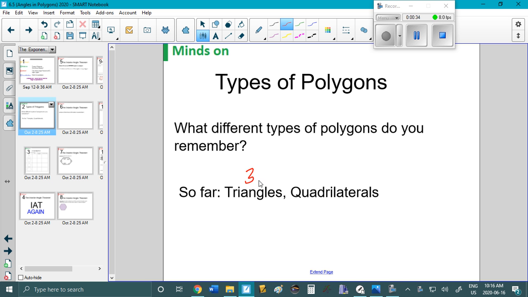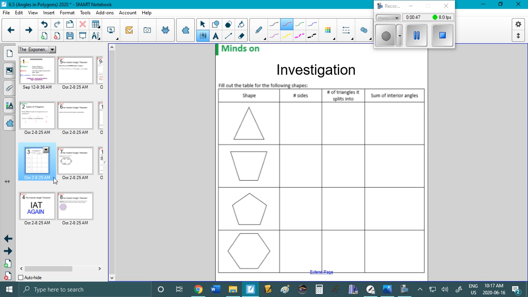So this is 3 sides. This is 4 sides. What's a 5 side called? Or a 6, 7, 8? How many of those do you know? Okay, let's get to it. Hopefully you paused and thought about it.